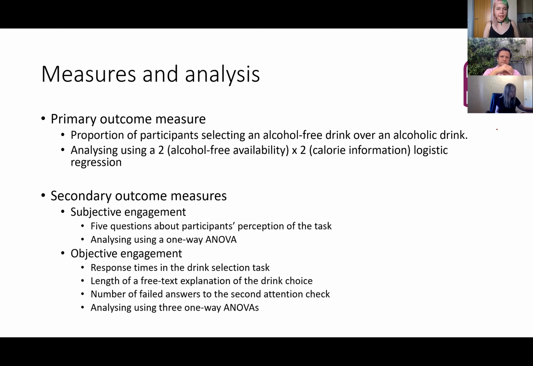And our secondary outcome measure was actually split into two parts. So the engagement bit was split into subjective engagement and objective engagement. In terms of subjective engagement, we just asked participants 5 questions about their perception of the task. For example, how much did you enjoy it? How boring did you find it? How scientifically important do you think it was? And we're going to analyze it using a one-way ANOVA.